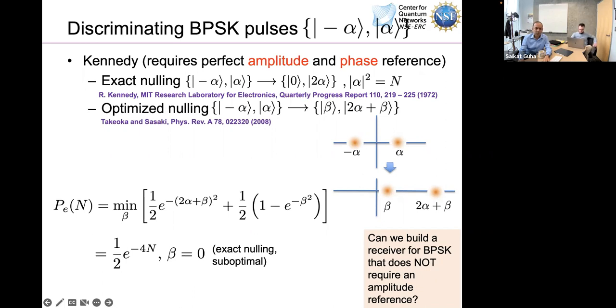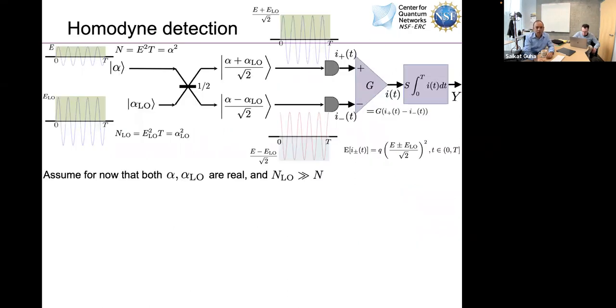Now, one of the things with this receiver, the Kennedy receiver, is that you need this local oscillator to shift minus alpha to beta, which has to know alpha a priori, right? Which is not so desirable. When I'm receiving some laser-like pulses, if your receiver needs to know the amplitude of the pulse beforehand in order to do that optical processing. You have an estimate of that, but can we design an interferometric receiver for BPSK that doesn't need to know that amplitude reference? Well, that's where homodyne detection comes in.